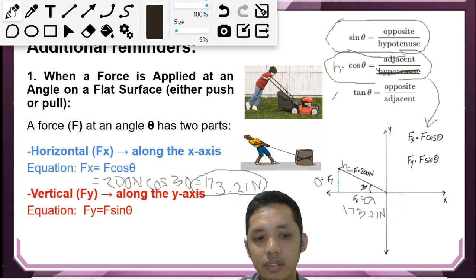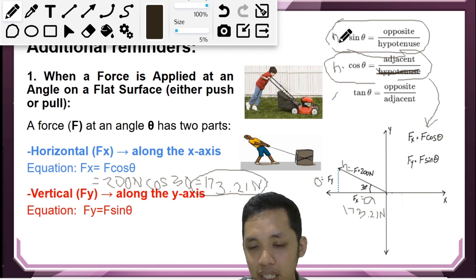Same process. We need to isolate the opposite side, which is our f of y. Now, to isolate that, we need to make the hypotenuse be on the other side. Again, since they are inversely proportional, we can just multiply them. We make the hypotenuse be here, multiplied to sine theta. So we remove that because it's already here.